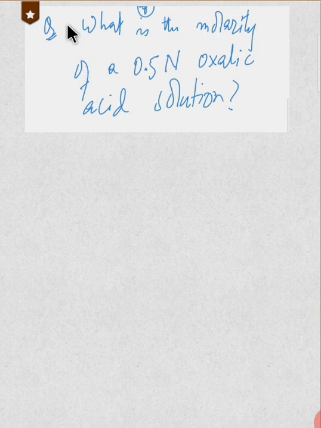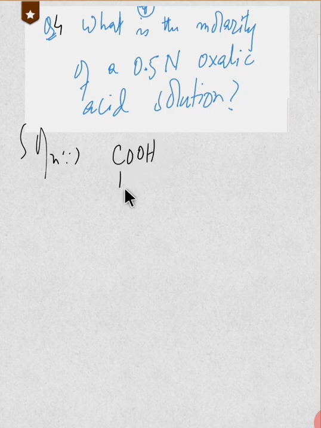Next question, the fourth one. This is the fourth question. What is the molarity of a 0.5 normal oxalic acid solution? Now, this question was asked in the class 12 council exam. And the basicity or n factor of oxalic acid is 2, so this is to be used.